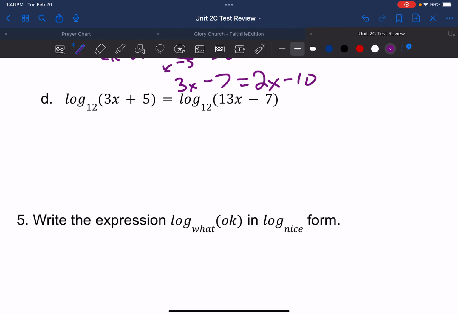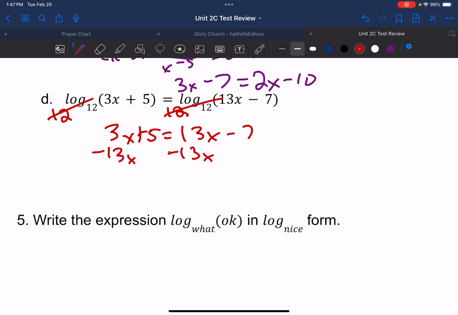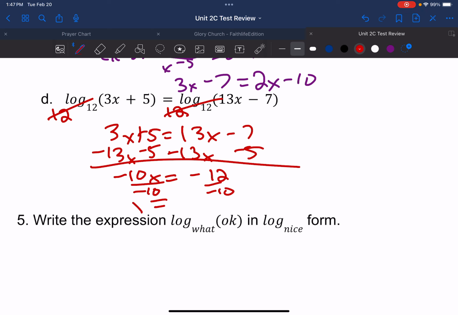Okay, and then on D, you've got two logs equal to each other already, so there's not really anything to combine. All I've got to do is base 12 on both sides. 3x plus 5 equals 13x minus 7. Minus 13x, minus 13x, minus 5. That gives me negative 10x equals negative 12. Divided by negative 10, divided by negative 10, that gives me x equals 6/5.